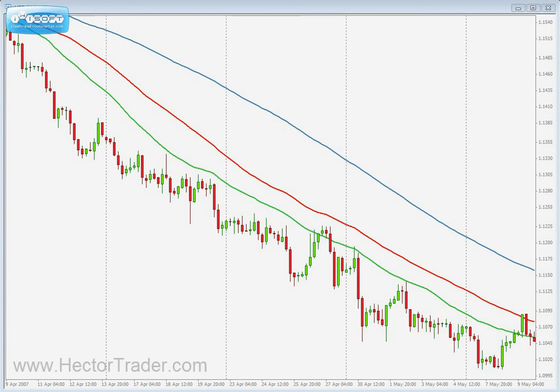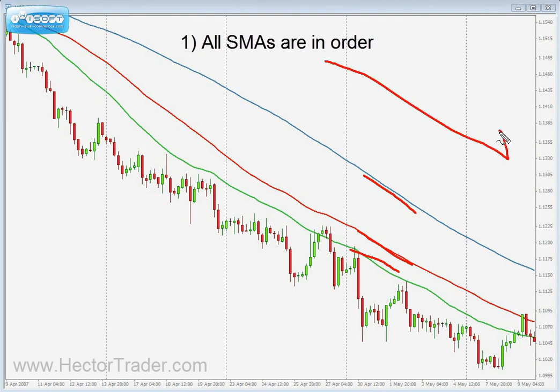All right, the first condition is that all the 3 simple moving averages are in order. Okay, as you can see, in this case we have the 30 moving average below the 50 and the 50 below the 100. Okay, that means that the first condition is fulfilled, and therefore, if all the other conditions apply, we are possibly looking into a solid downtrend.